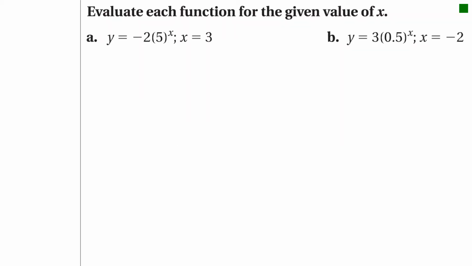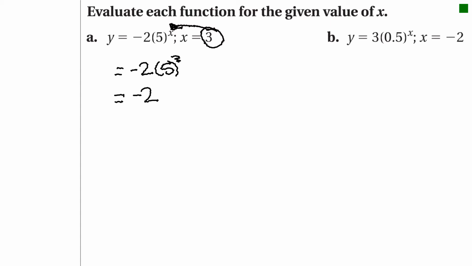All right, let's make this a little bit harder. Evaluate each of the functions for the given value of x. What are we going to do? We're going to plug x into the equation. We haven't done much of plugging into an exponent, but I know you've got this. This is going to equal -2 times 5 cubed. Yes, those parentheses matter, because the -2 is not being cubed, just that 5 is.